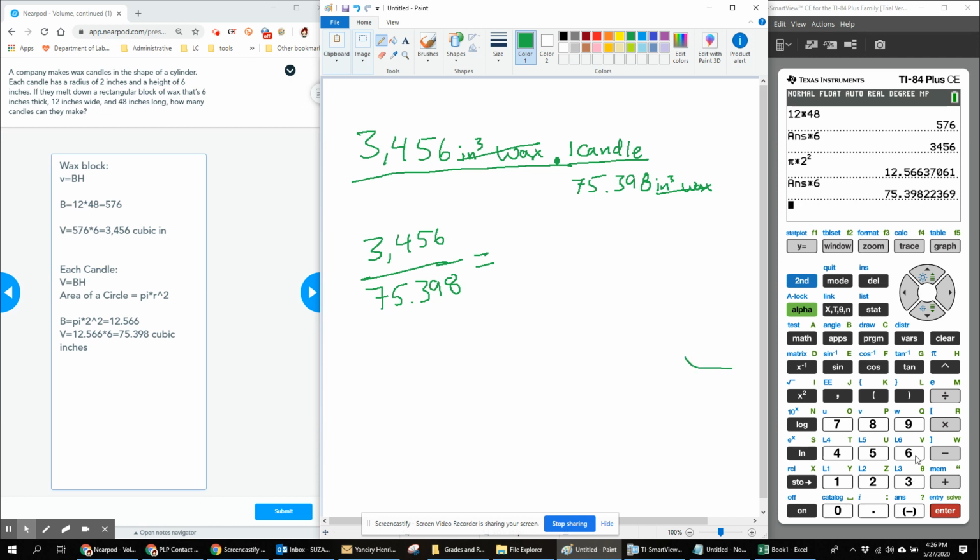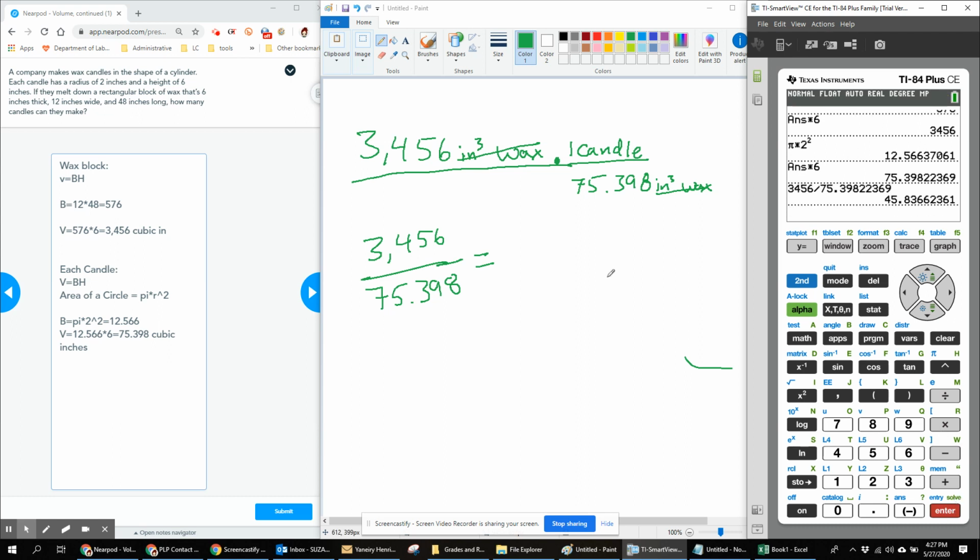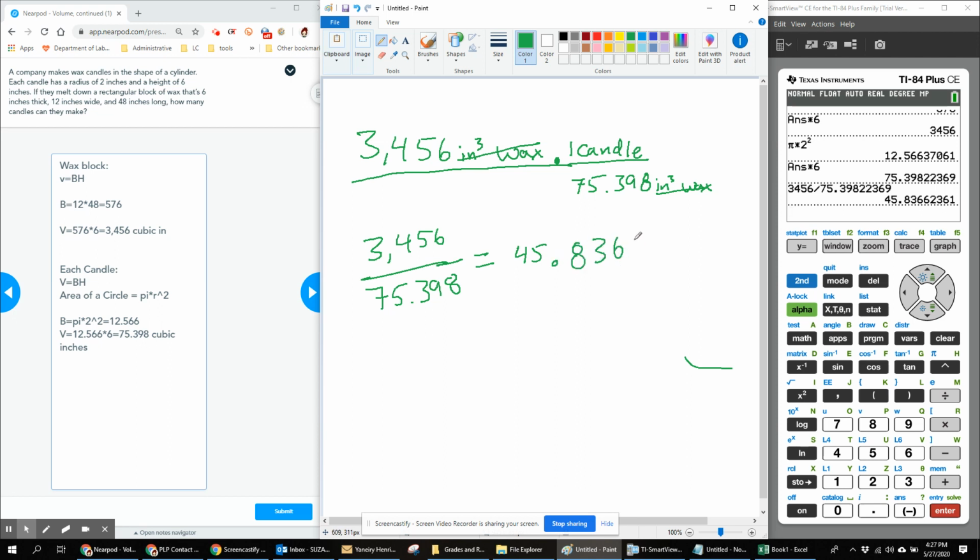And I can cheat and go back in my calculator history and, instead of typing it again, you can actually go up in your history and select your previous answers. So I get 45.8366 blah, blah, blah, blah. That's 45 candles. Now, rounding, that would round up to 46 candles.